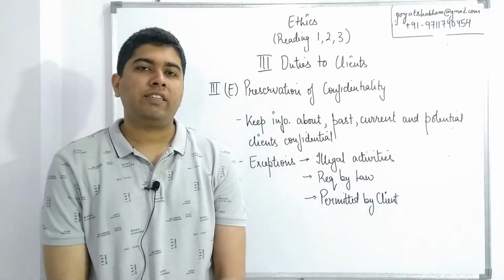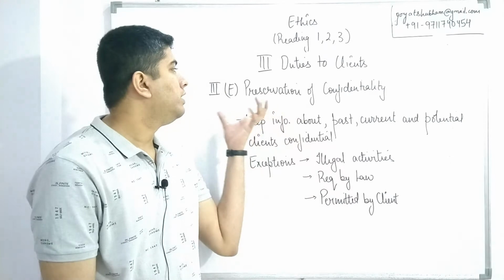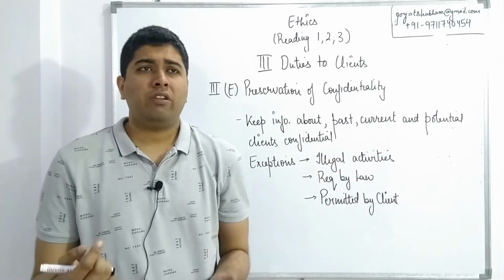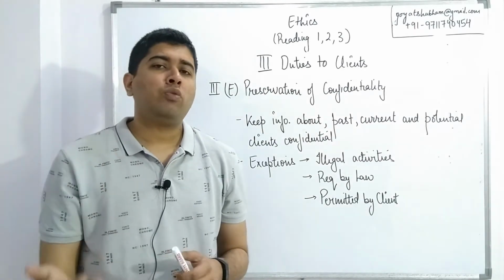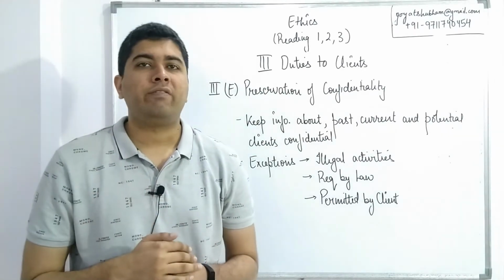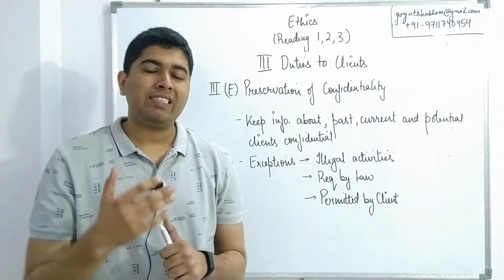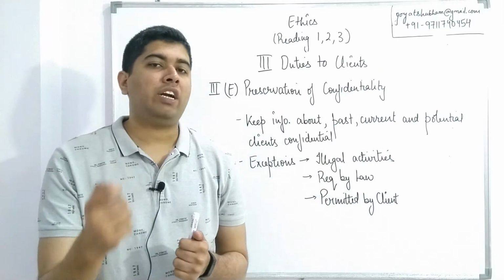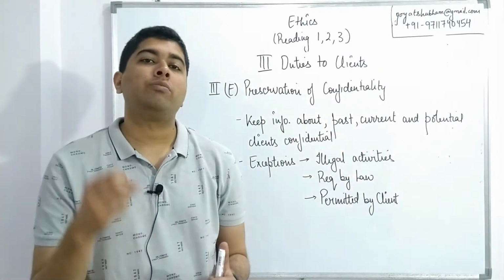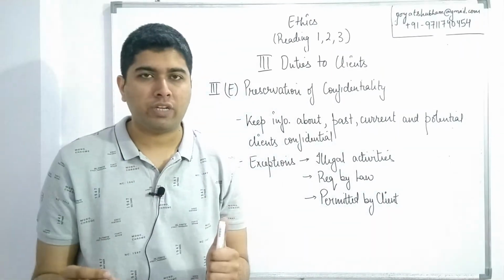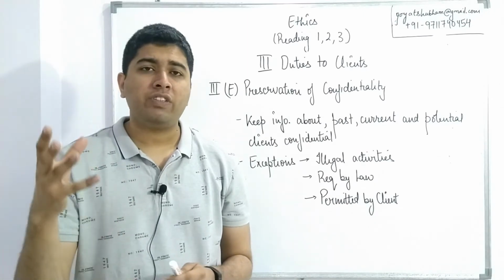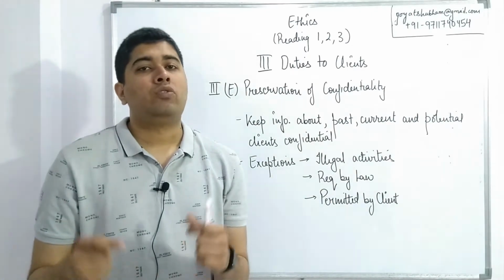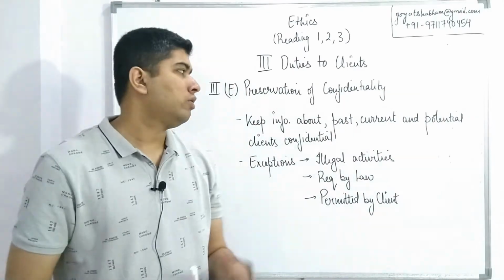So guys, the last standard that we have in standard 3 is 3E, which is preservation of confidentiality. Now in general, whenever you're dealing with clients, clients would often share their very sensitive, very relevant information with you. This standard is simply saying that you are not supposed to disclose that information to the public or to any outsider. So any information that you receive in a client and managerial interaction cannot be disclosed to outsiders.